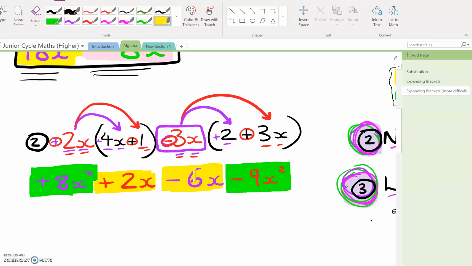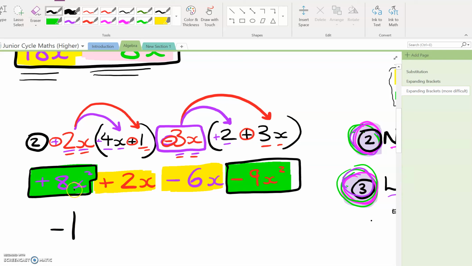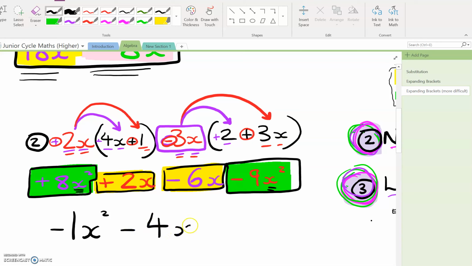Okay. Now I get my calculator out and I put them together. So what's plus 8 minus 9? If I type that into my calculator, I get minus 1. And I have to remember to put on the x squared at the end. And what's plus 2 minus 6? That gives me minus 4. And I have to remember to put the x on at the end. And that's my answer.